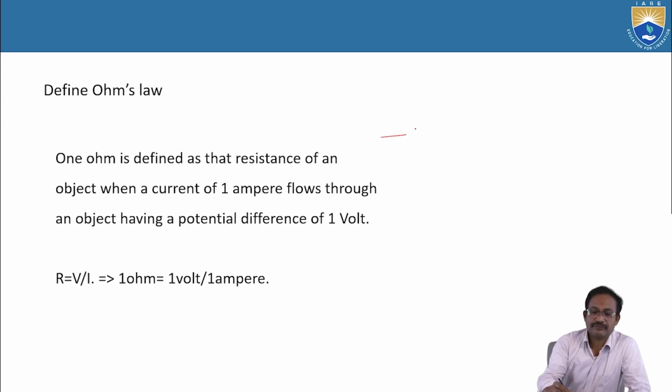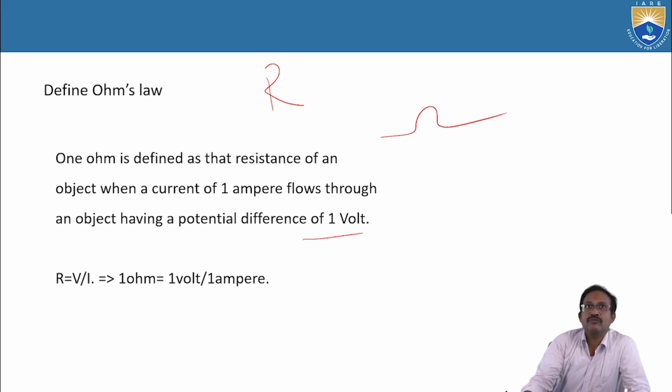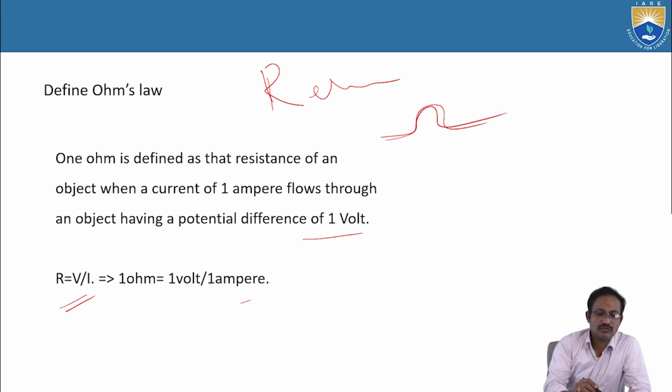Define Ohm's law. 1 ohm is defined as the resistance of an object when a current of 1 ampere flows through an object having a potential difference of 1 volt. So the unit of resistance is ohm. Resistance is directly proportional to the ratio of voltage to the current, so 1 ohm equals 1 volt by 1 ampere.